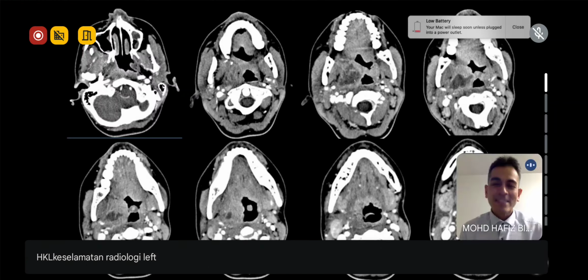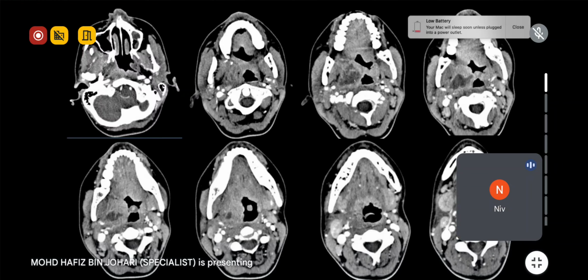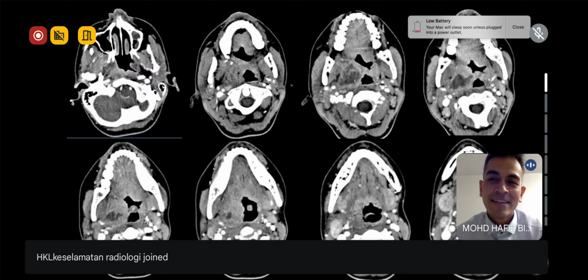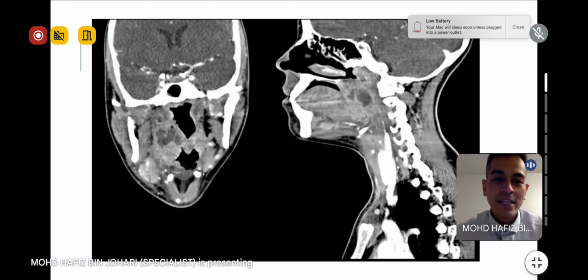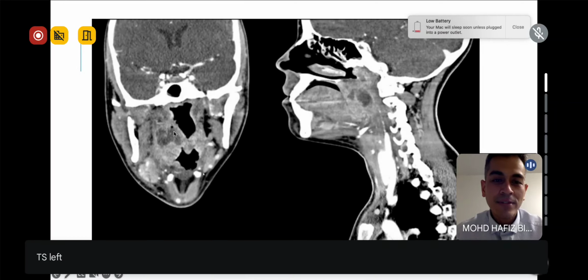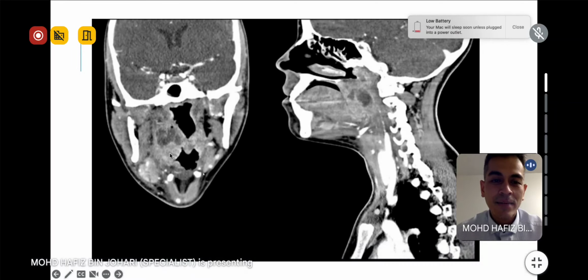Otherwise, I do not see any other rim enhancing collections. The IJV has no thrombosis. Yes, very good, that is very complete. So this is a case of peritonsillar abscess. It causes narrowing of the oropharynx. Congratulations, Niva. This is another view showing the peritonsillar abscess pushing the palatine tonsil medially here.